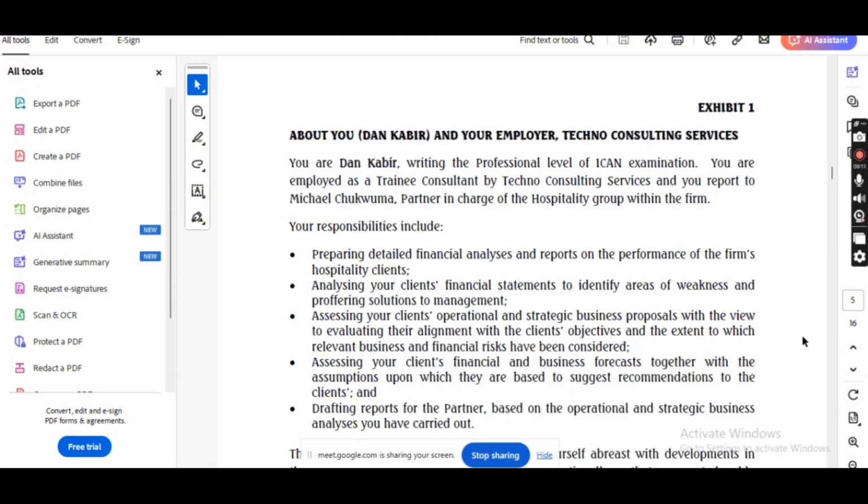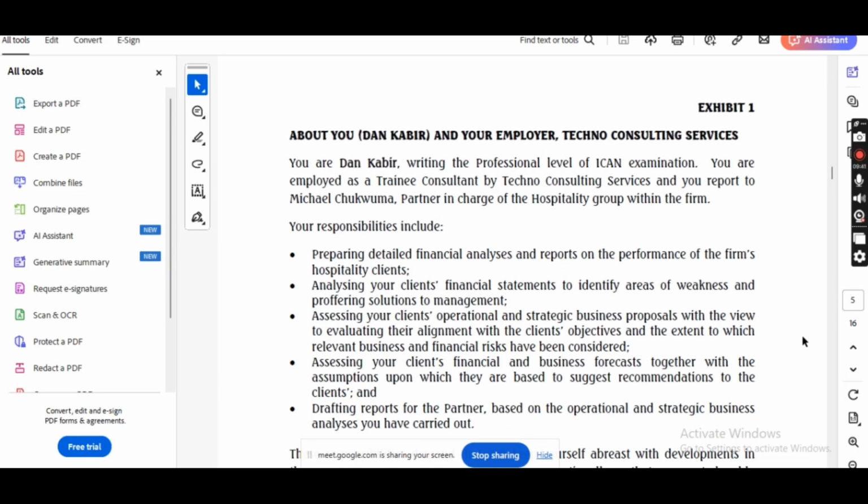That okay, you should do a business proposal. It could be an investment appraiser. Now let's quickly read this part. You can see business proposal with the view to evaluate their alignment with the client's objective and the extent to which relevant business and financial risk have been considered.